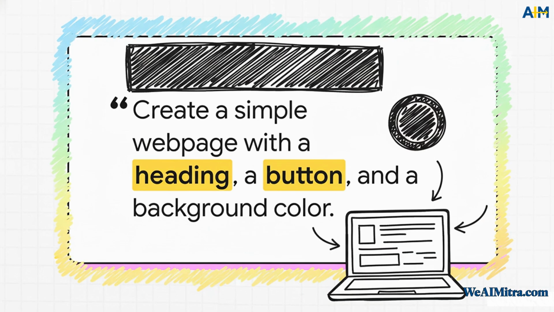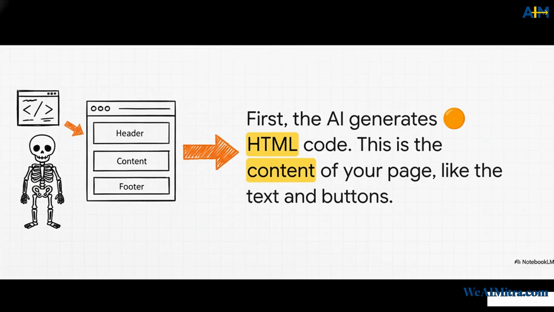Let's say you ask your AI for something super simple, a prompt you've probably used before. You just want a basic page, right? A heading, a button, and a nice background color. The AI is going to take that and generate code using those 3 building blocks we just talked about. So first thing the AI does, it builds the skeleton. It generates the HTML. This part of the code defines the content, the actual words in your heading, the fact that a button exists at all. So here's your takeaway. Want to change the words on the page? You're looking for the HTML.